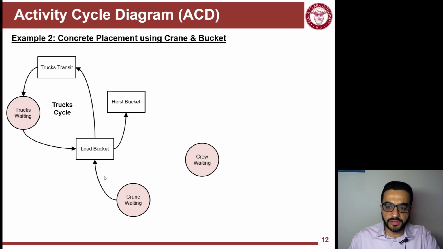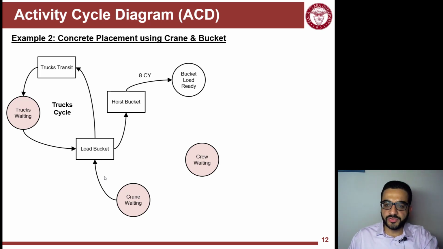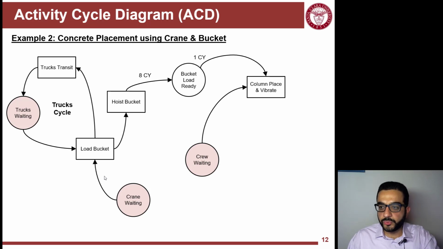Once the bucket is loaded, the crane hoists the bucket to the top of the building. Once the bucket is hoisted, we're now tracking the cubic yards of concrete, which translates into 8 cubic yards of concrete. Each one of these cubic yards is used to make up a column. The concrete of the column is placed and vibrated by having 1 cubic yard of concrete and the placement crew available.